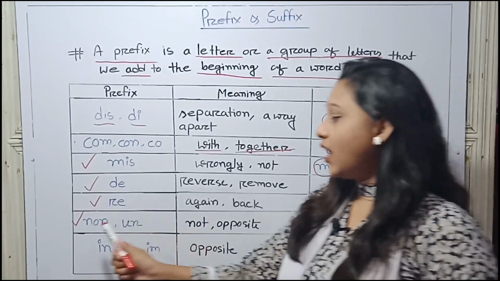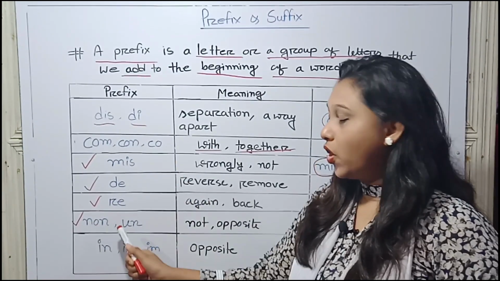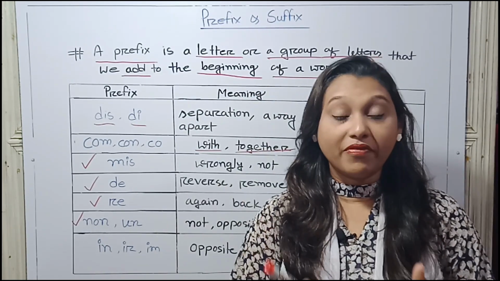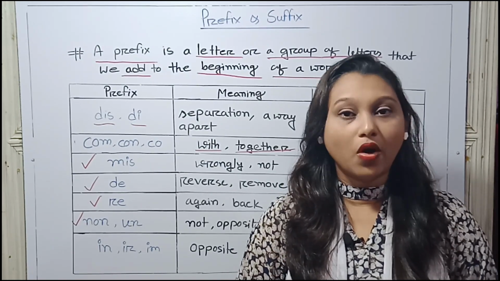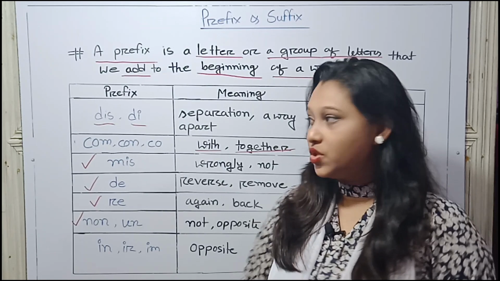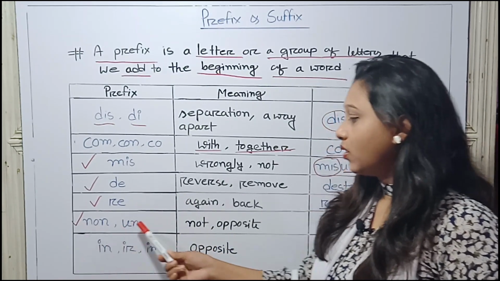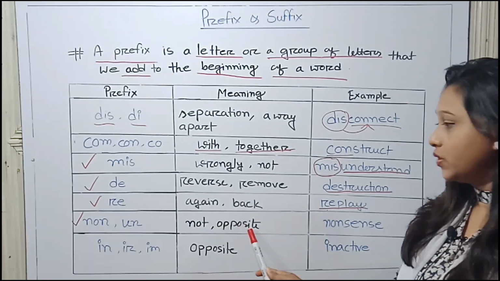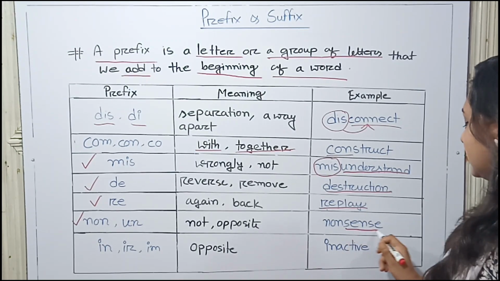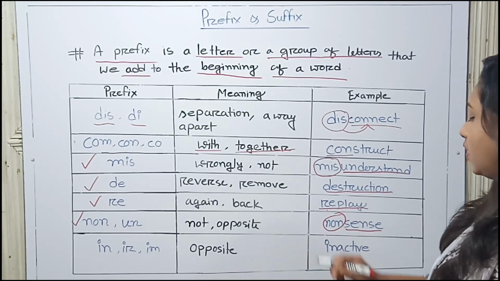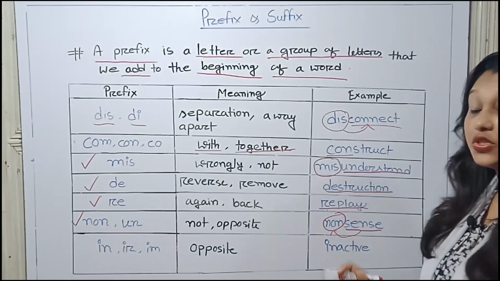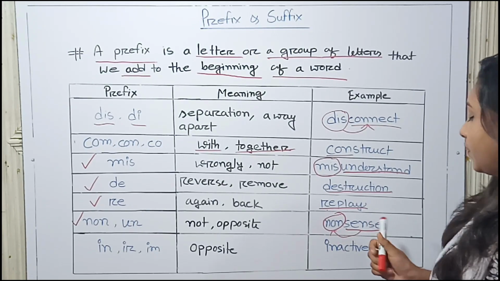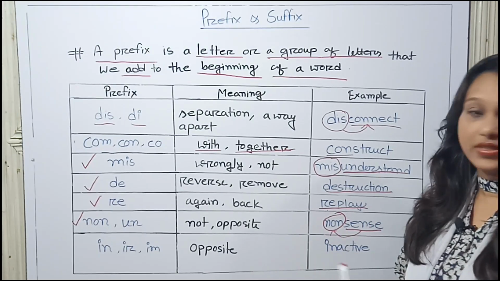Well, dear students, now my prefixes are non and un. Remember, when you are doing prefix or suffix, you have to practice a lot to obtain good marks in the examination. So now come to the point, non or un. That means not or opposite. I repeat, not or opposite. So an example for you: sense, and before that I use here non, nonsense. So our new word is nonsense.